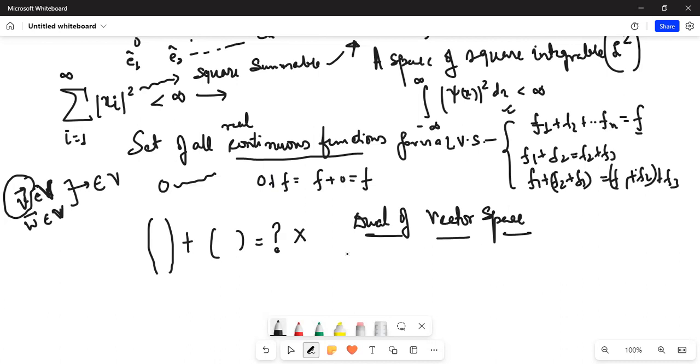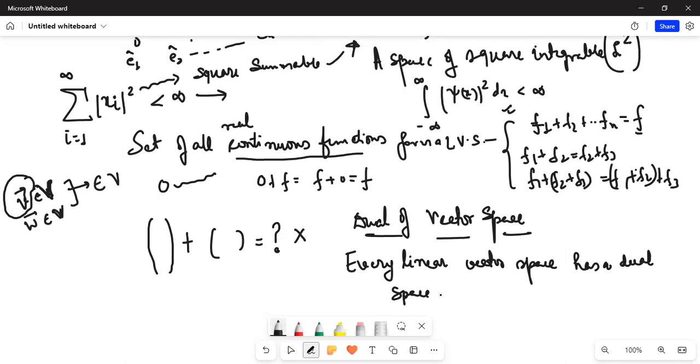And incidentally, there's a theorem in linear algebra which suggests that every linear vector space has a dual space. And in fact, this particular dual space also forms a vector space. I should write, which also forms a vector space. So corresponding to column vectors, the dual space will be formed by the row vectors.